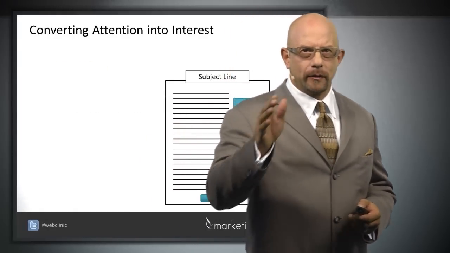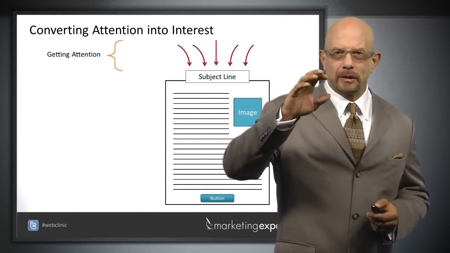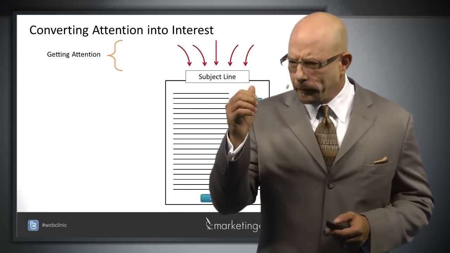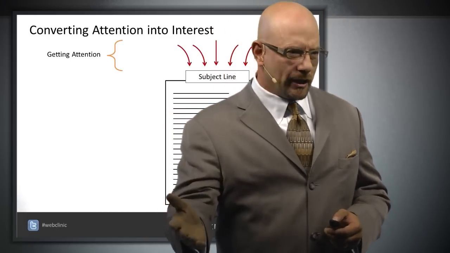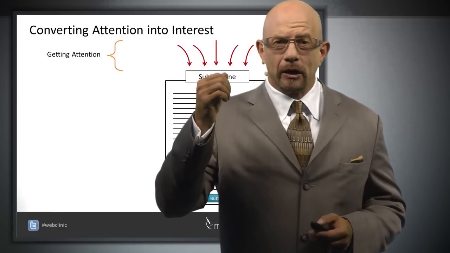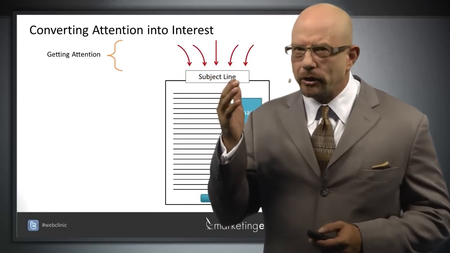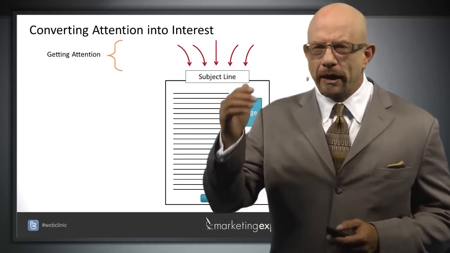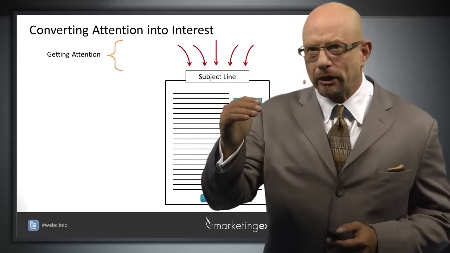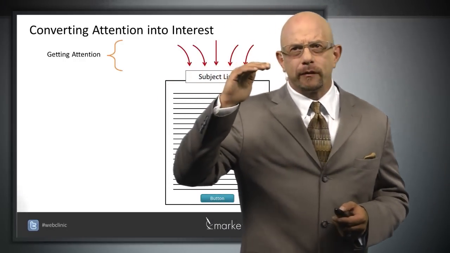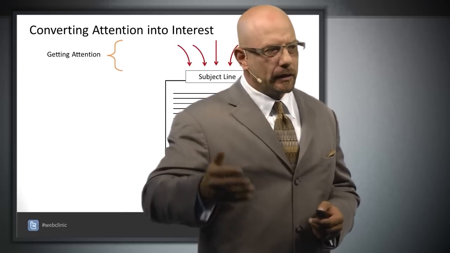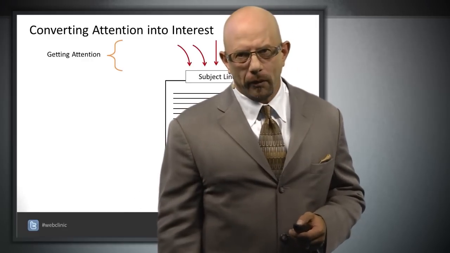Now, you can take a look at the way this works in this representation. If we get attention with a subject line, if people see our flashing image, our colorful subject line, or our giant caps, or our superlatives in our words, and they stop with that attention, but that attention doesn't go further, converting into interest, then the subject line is underperforming.